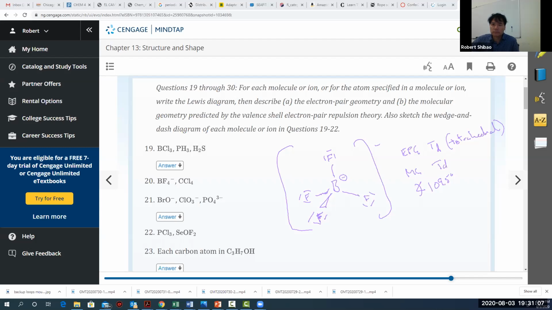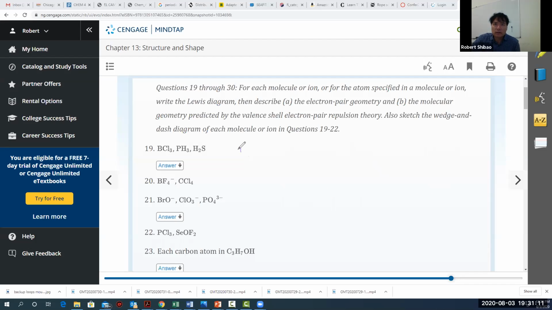Okay, let's move on. Let's look at PH3. Phosphorus has 5 electrons like nitrogen, and then 3 hydrogens. Each hydrogen has 1 electron, so this gives us a total of 8 electrons. So phosphorus we'll throw in the center. We can't throw hydrogen in the center because hydrogen only forms one bond. That takes care of 2, 4, 6 electrons. We have 8, so we'll put in 1 more lone pair. This is good. Everybody has an octet.